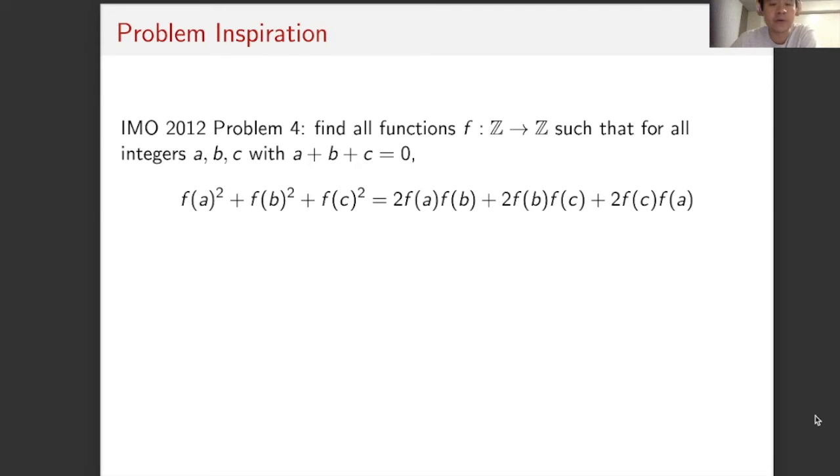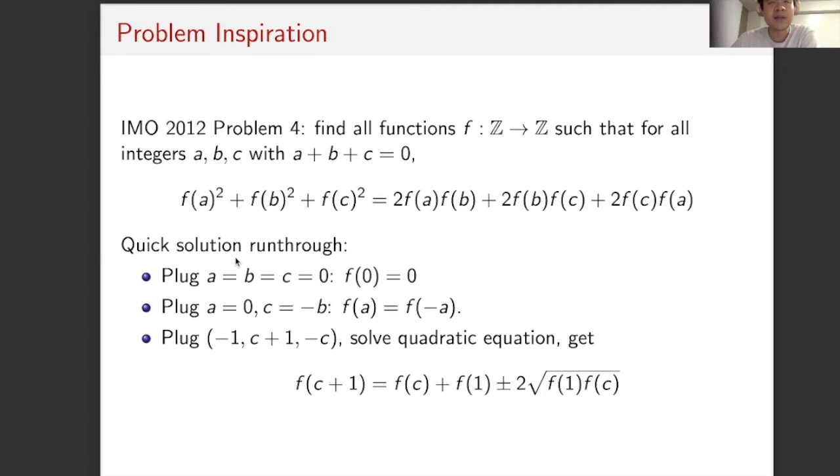problem from IMO 2012. So same thing, you are asked to find all the functions from integers to integers, but those functions need to satisfy this functional equation instead. So just in case you are wondering how you are going to solve this problem from the IMO, well, let's do some basic A equals B equals 0, you get f(0) equals 0. And also if you plug this one, you get f(A) equals f(-A), which means that this function is basically even.